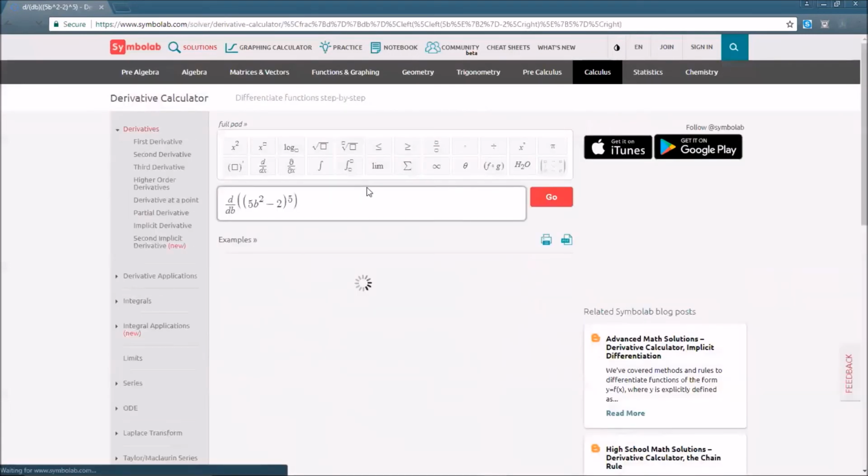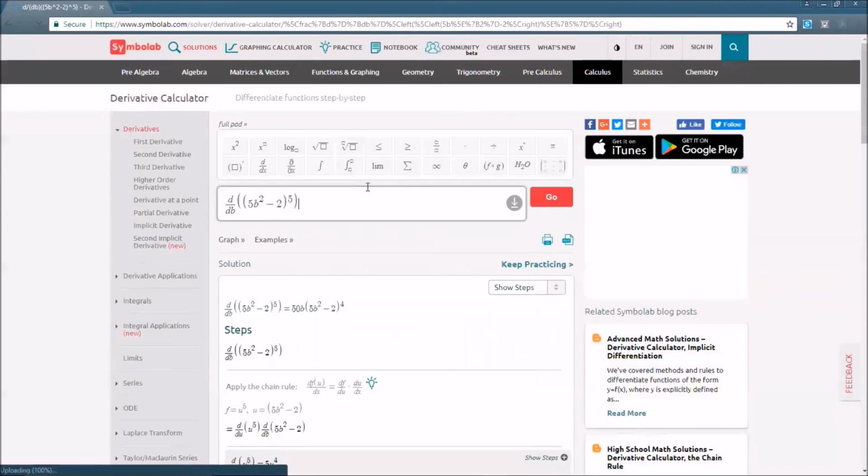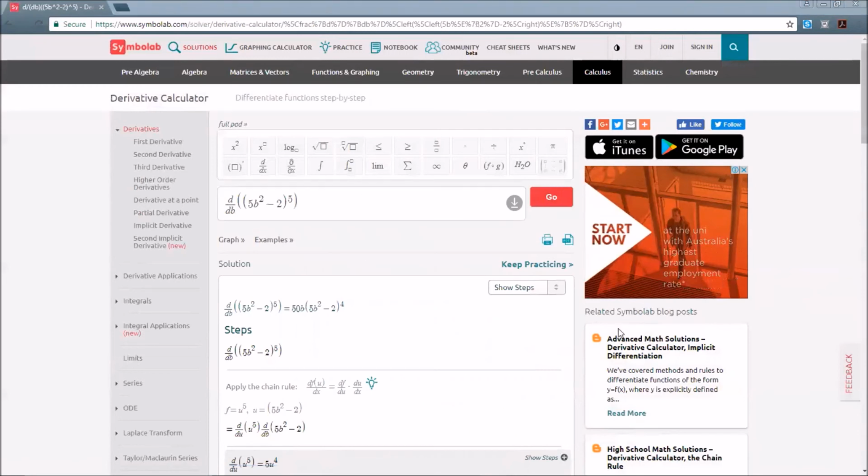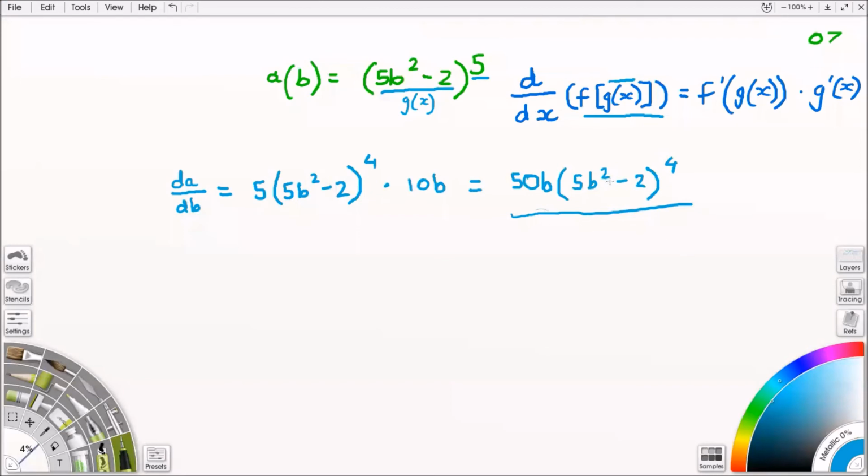Let's see what they got on Symbolab. So 50b, 5b squared minus 2 to the power of 4. Yep. So according to Symbolab, this here is actually the correct answer. If you do think this is wrong though, or you have a better way of solving this, just let us all know. It'll help everyone out.